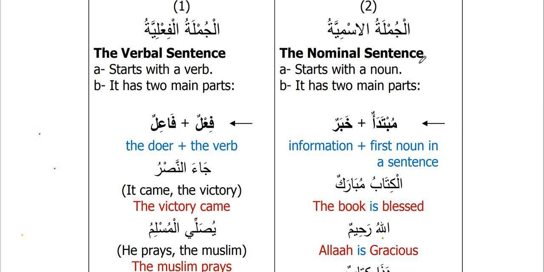So here you can see it starts with a noun. We have done this, and it has two main parts. We have also done this. The two main parts are mubtada and khabar. I will use this initial every time when we do the eraab. And I have also given about the sifa. Remember the sifa, we should not leave the sifa here.